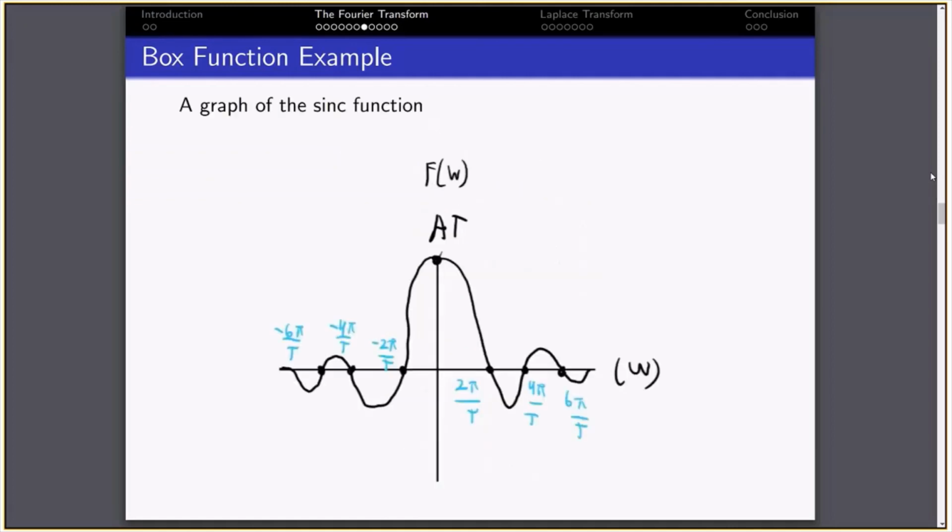If you wanted to graph the function, this is what it would end up looking like. This is the sinc function for the box problem we've just gone through. So as you notice, for any omega, the function tells us what the amplitude is at that frequency.